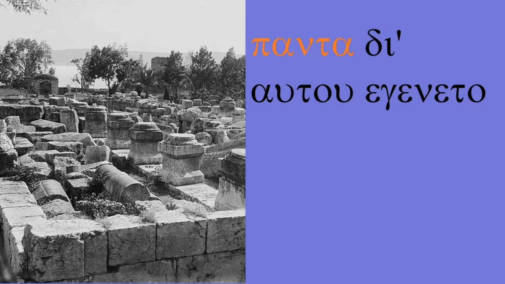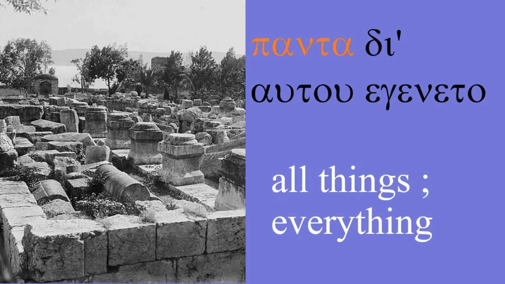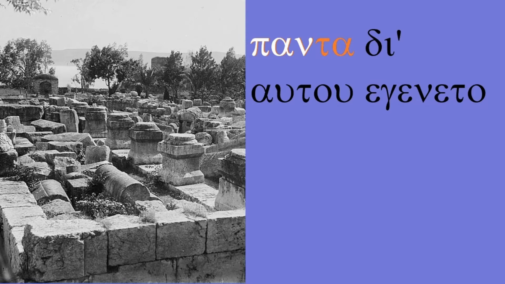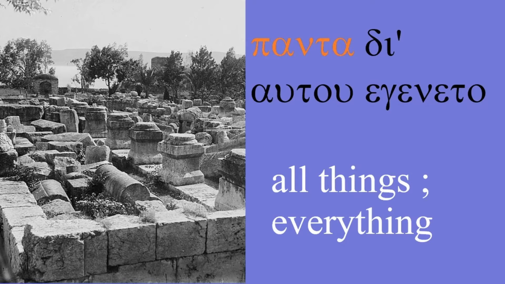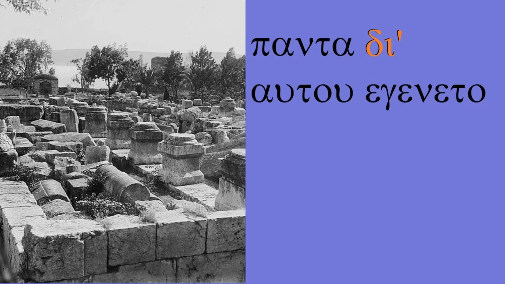So the first word there is παντα. That means all things. If we look at the first three letters of that, P-A-N, we have pan. And in English, we have panoramic, and that means the whole view. We have pantheist, and that means everything is divine. And we have pan-American, and that means all the Americas. So pan, we have this in English as something that means everything.